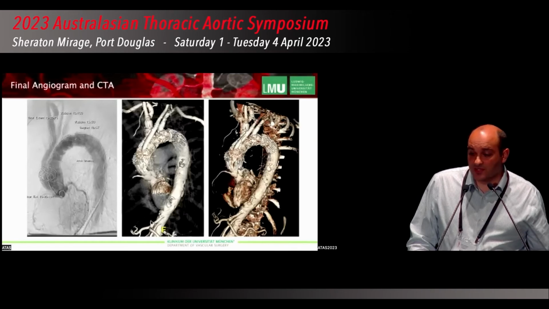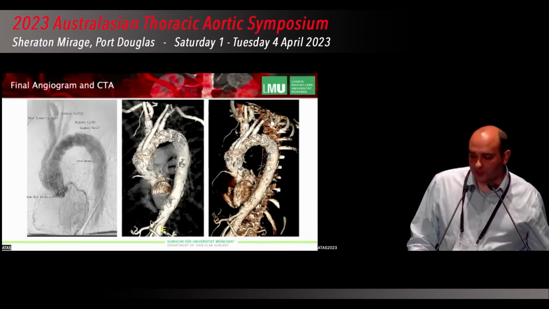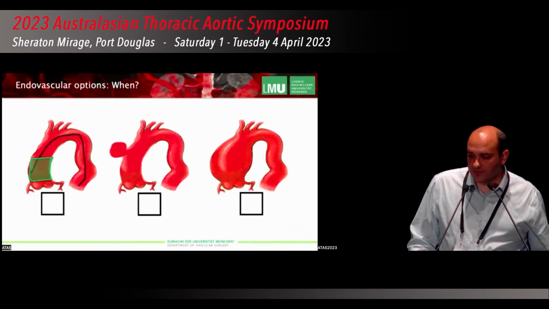We were able to seal with the help of a few coils, as you can see, and the patient survived the month. She died, unfortunately, of her COPD a month later, but she actually did not die from her type A dissection.